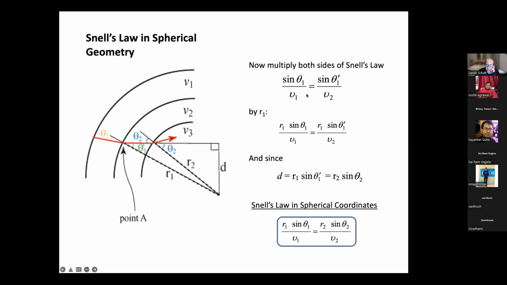Now we'll multiply both sides of Snell's law by R1 to get R1 sine of theta 1 over V1 equals R1 sine of theta 1 prime over V2. And then we will note what we did in the last slide, that D equals R1 sine theta 1 prime equals R2 sine theta 2. And then we can set R1 sine theta 1 over V1 equal to, and we will replace this R1 sine theta 1 prime by R2 sine theta 2. And that gives us Snell's law in spherical coordinates. So we have R1 sine theta 1 over V1 equals R2 sine theta 2 over V2. So as I go from one layer to another layer in the Earth, we have to multiply by the distance that we are from the center of the Earth.